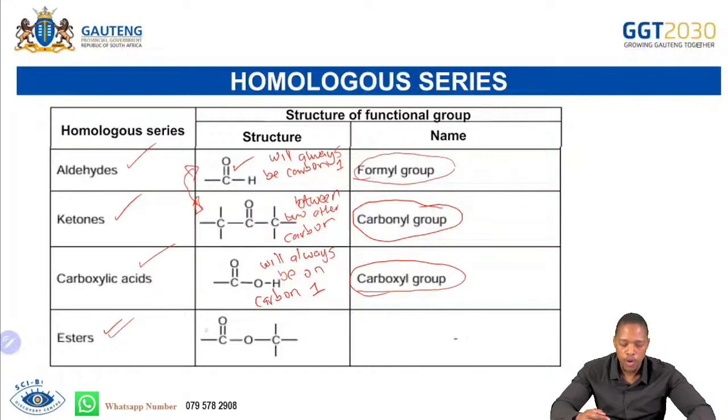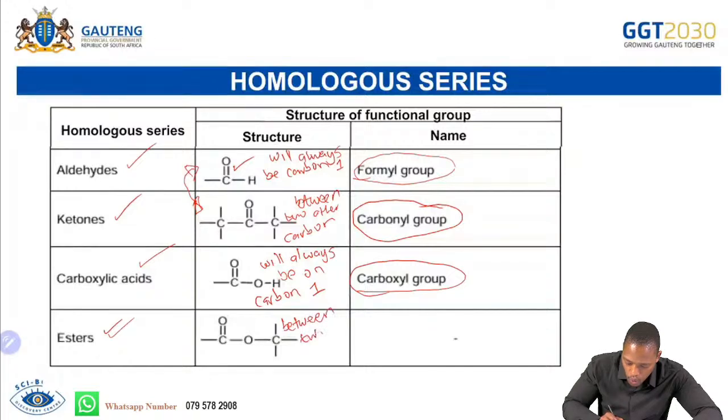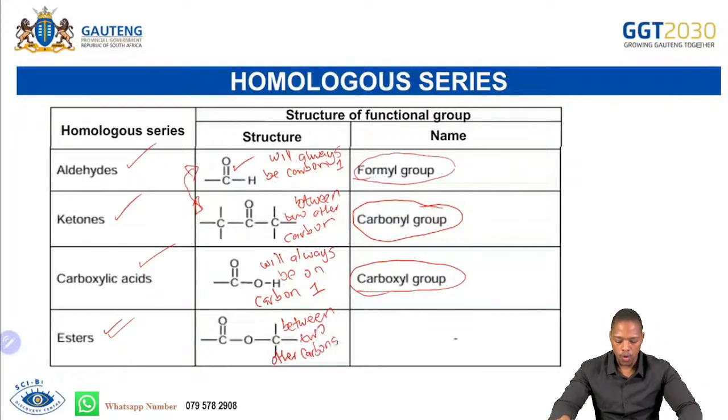I don't know if anyone sees these similarities between all these 4 things. On carbon number 1, between 2 other carbons. On carbon number 1, again, between 2 other carbons. Here it's double bond O, double bond O, O standing for oxygen, by the way. So here it's going to be between 2 other carbons. So that's how you see that this is an ester.